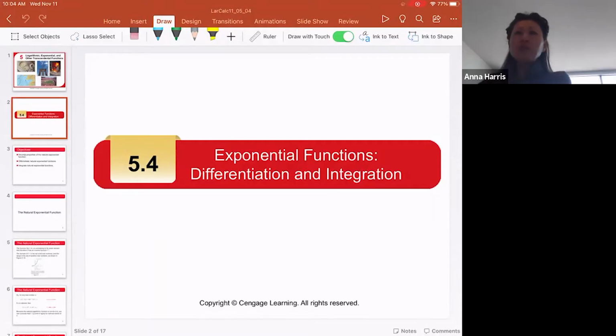Is everybody good? So you need to just move on to 5.4. So it's another short lesson. Okay. So I'm skipping 5.3. Does everybody see that? When you look at your web assignment, there's no homework for 5.3. So I am not going to do inverse function.